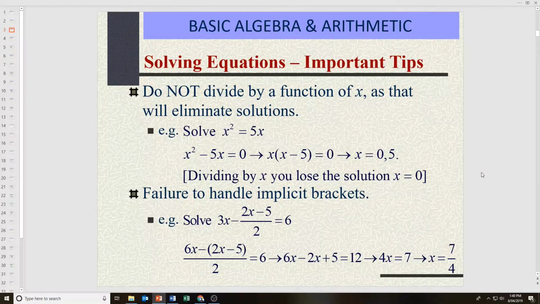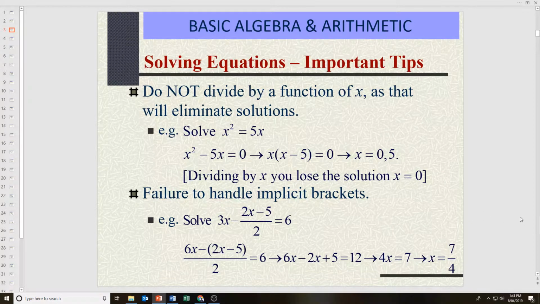So let's have a look at how it should be done. The way these should be solved is by taking the 5x to the other side, x squared minus 5x equals 0. Then we factorize that. x outside of x minus 5 equals 0. And then we have the two solutions, x equals 0 and x equals 5. So we can see that if we divided by x, we would lose the solution x equals 0. So that's an important point, to make sure not to divide by a function of x and eliminate solutions.